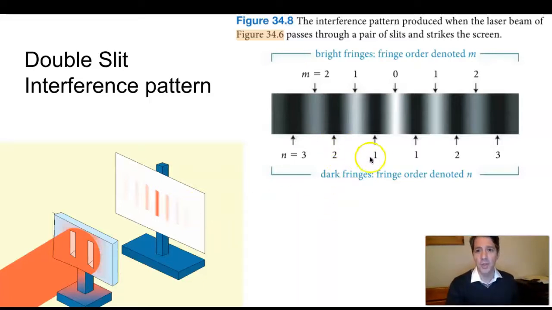The dark fringes, we don't usually spend time talking about other than to know that they are exactly in between the bright fringes.